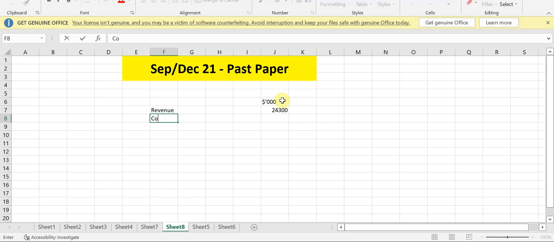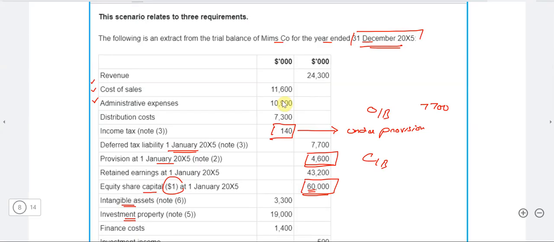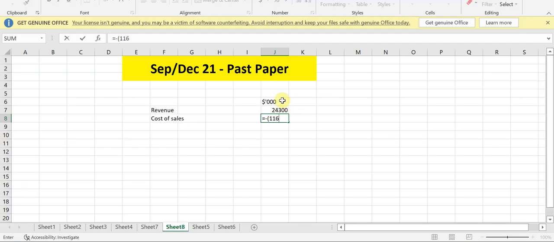Then we have the cost of goods sold, or cost of sales. Cost of sales should be deducted, we know that. So press equal to sign and then minus sign. How much is the cost of sales in the trial balance? The cost of sales is 11,600, and we need to remove the over provision element from it. So then we have the adjusted cost of sales, which is 10,900. This will give us the gross profit, which is GP. So this is 13,400.